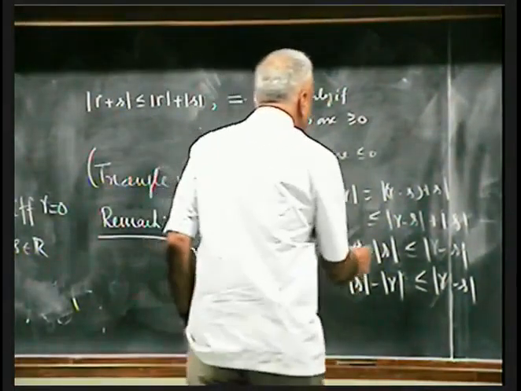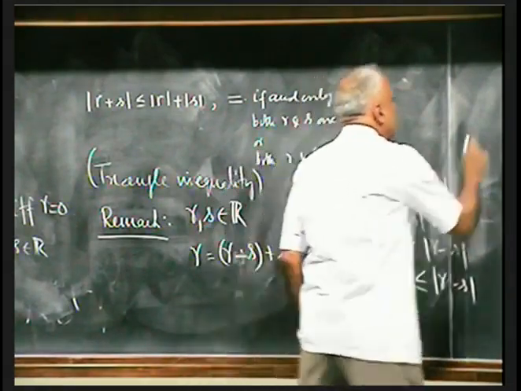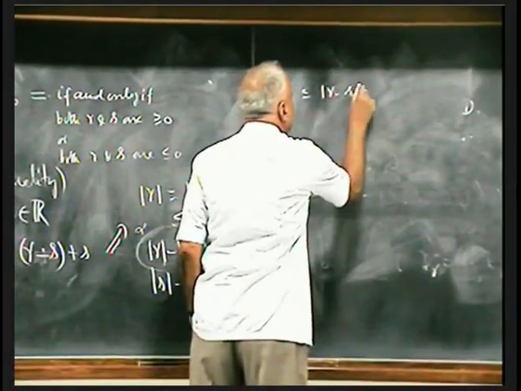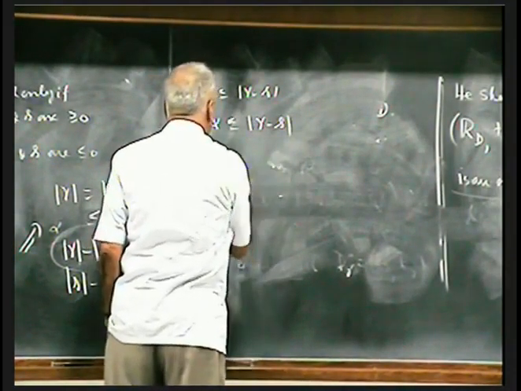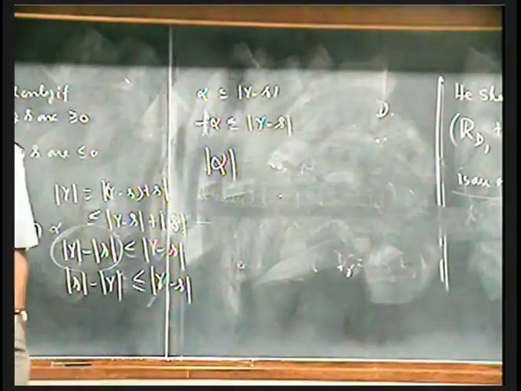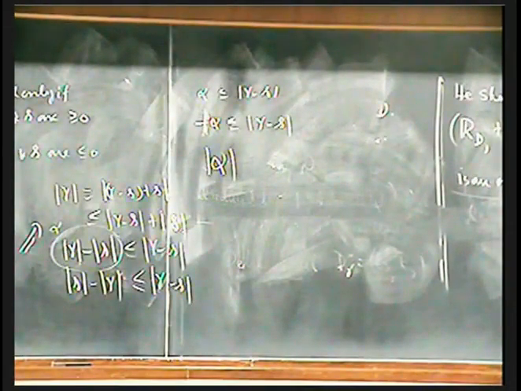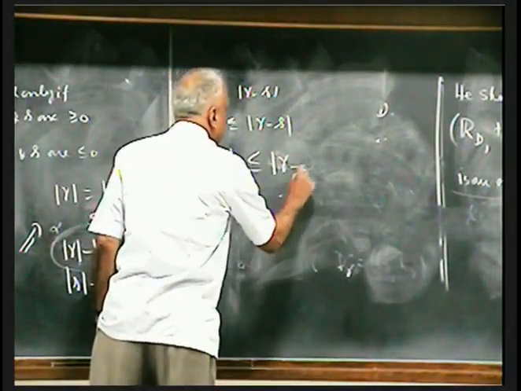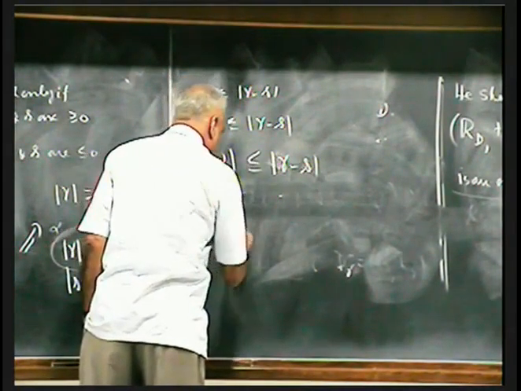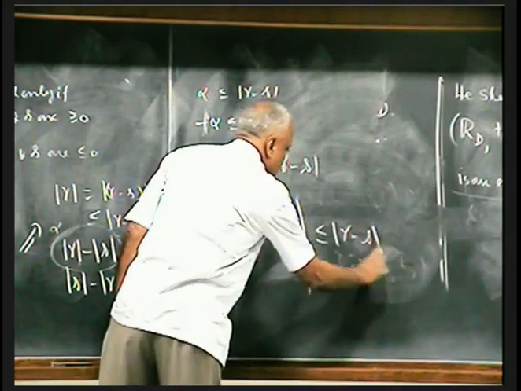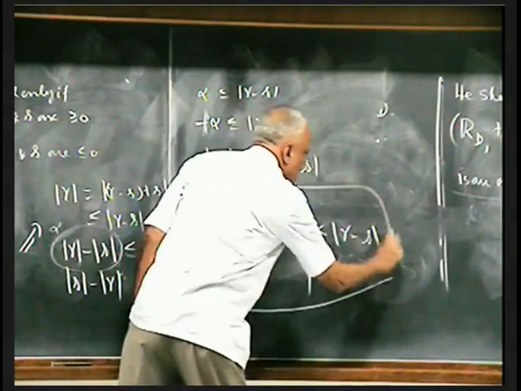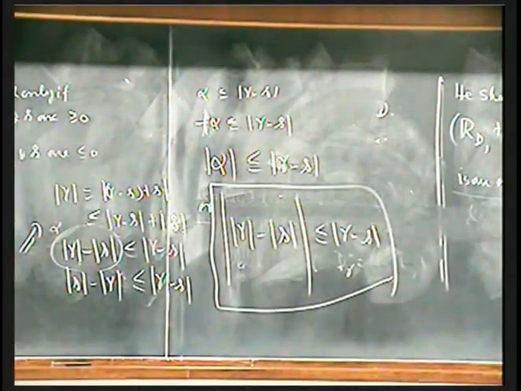So call this number alpha. So alpha is less than or equal to mod r minus s. Minus alpha is also less than or equal to mod r minus s. So what can I say about mod alpha? Mod alpha has to be either alpha or minus alpha. So both of them are less. So mod alpha is less than or equal to mod r minus s, or modulus of mod r minus mod s is less than or equal to mod r minus s. This is a simple inequality which we will be using very often.